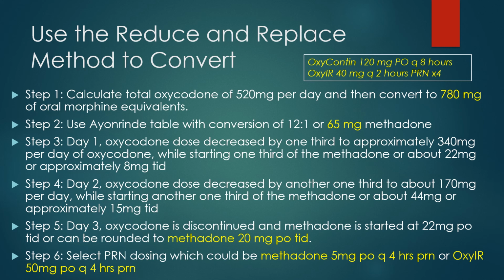Step 6. Select a PRN dosing, which could be methadone 5 mg PO Q4 hours PRN or OxyIR 50 mg PO Q4 hours PRN.